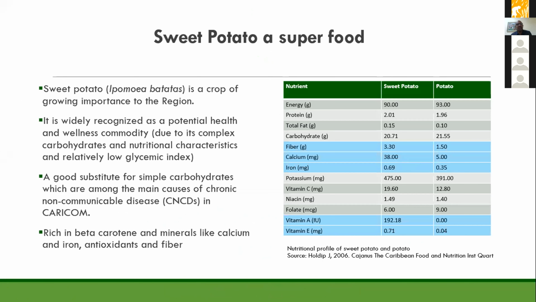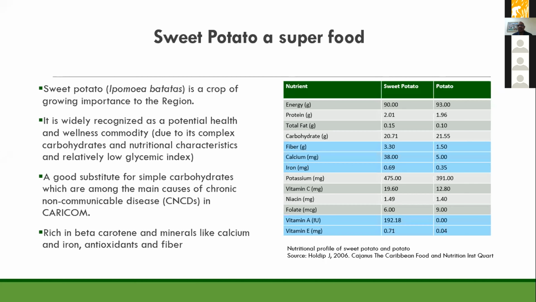Sweet potato, as mentioned by the program manager a while ago, is a superfood. It's a crop of growing importance to the region. It's widely recognized as a potential health and wellness commodity. It's a good substitute for the simple carbohydrates, which are among the main causes of chronic non-communicable diseases. It's rich in beta-carotene, minerals like calcium and iron, antioxidants, and fiber.